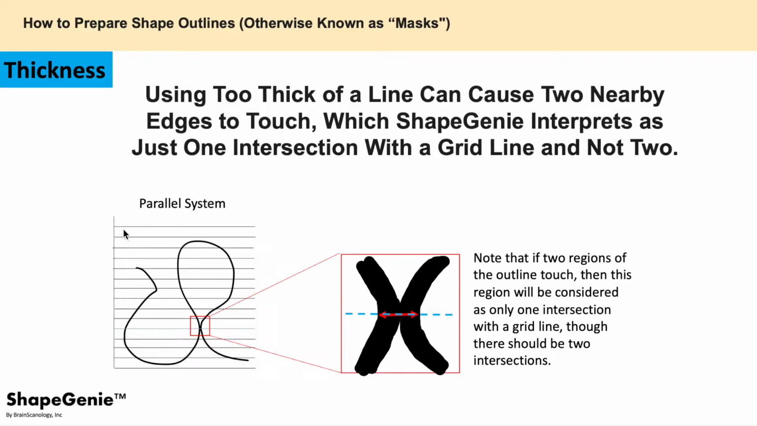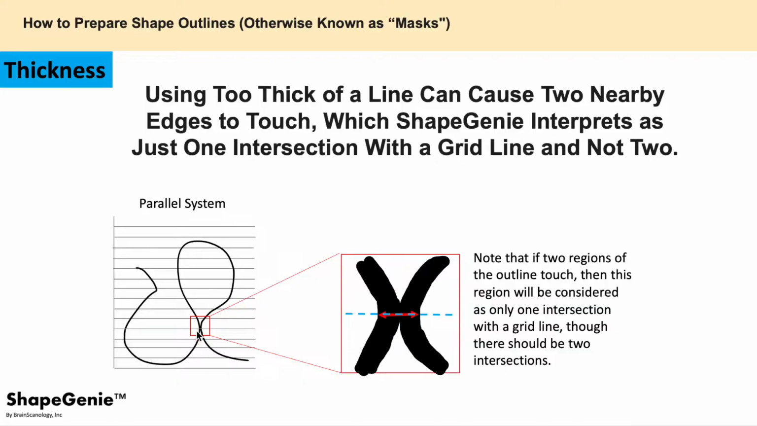So after overlaying a radial grid onto an object, Shape Genie goes and searches for every intersection between a radial line and the object. In this line right here, there are 2 intersections. But let's look at this blue line right here. This blue line intersects the object 3 times.